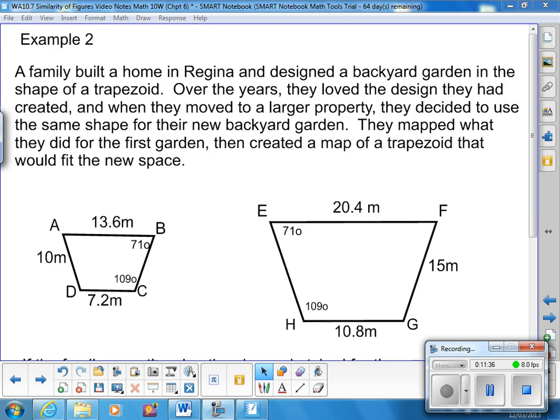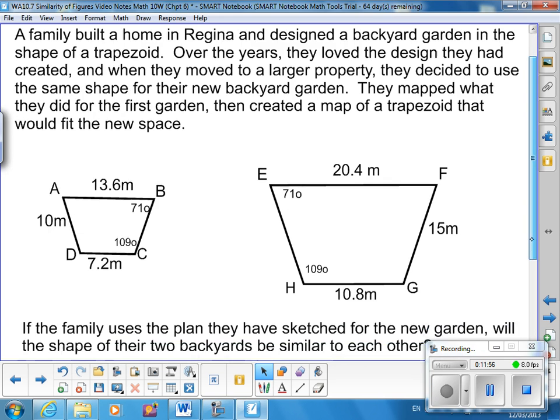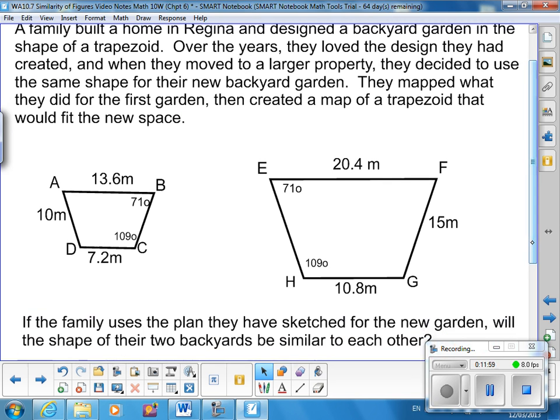A family built a home in Regina and designed a backyard garden in the shape of a trapezoid. Over the years, they loved the design they had created, and when they moved to a larger property, they decided to use the same shape for their new backyard garden. They mapped what they did for the first garden and then created a map of the trapezoid that would fit the new space. Okay, so we're going to determine if the two shapes are similar.